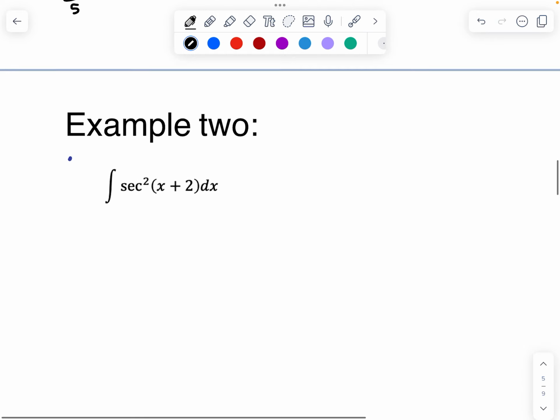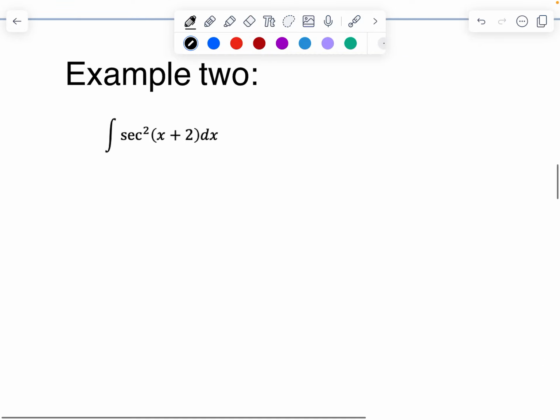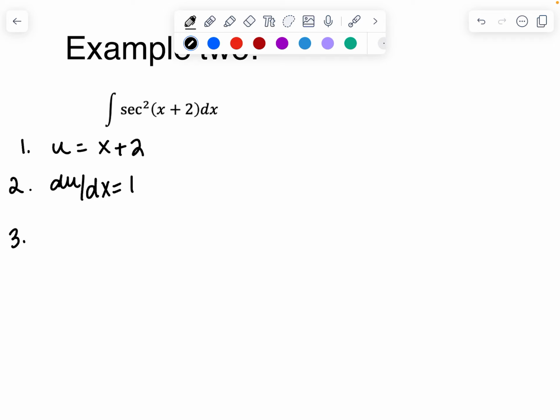So here's another one. This one is maybe a little bit more tricky, but just a reminder. First, we just have to define what our u value is. So u is going to be x plus 2. So that's our u value, and then we'll start by taking the derivative of both sides here. So I'll get du dx equals 1. And then same thing, I'm going to solve for dx.